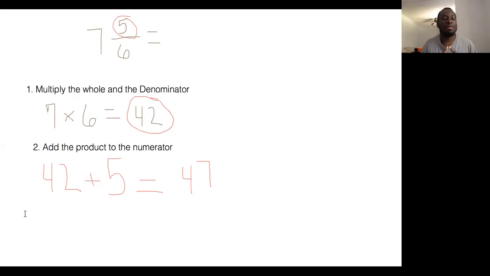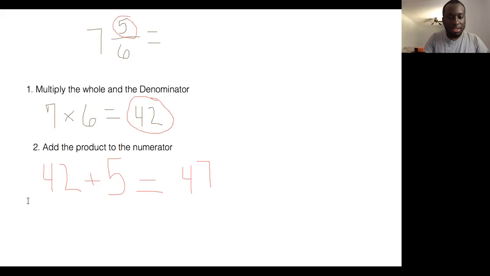So again, my first step was to multiply my whole number and my denominator, and I did that. 7 times 6 equals 42. My step 2 is to add the product to the numerator. My product is the answer to the multiplication problem, which was 42, and my numerator is 5. So 42 plus 5 equals 47.